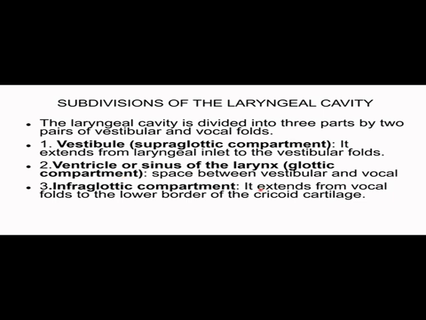Now the supraglottic compartment is also called the vestibule, which extends from the laryngeal inlet up to the vestibular folds. And the infraglottic compartment is the one which lies below the lower border of the cricoid cartilage, and the space between these two, the supra and infraglottic compartments, is called the glottic compartment.